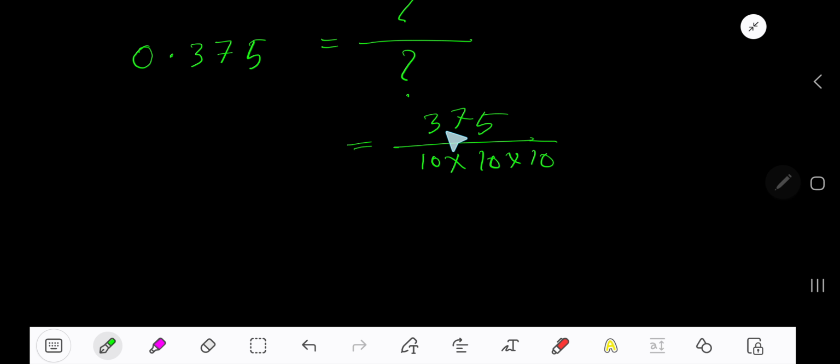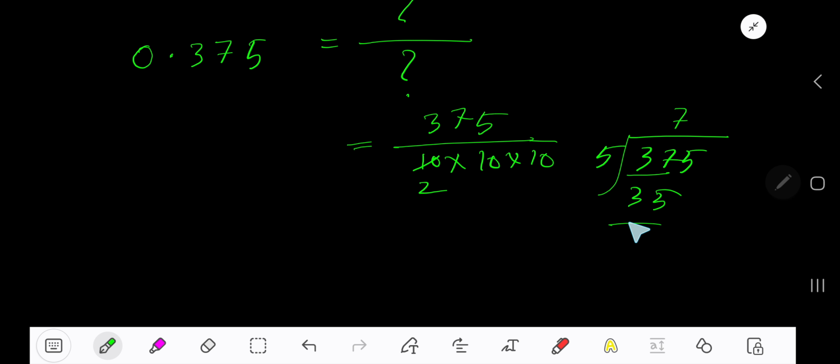The common factor of 10 and 375 is 5, because this is divisible by 5 and this is also divisible by 5. If you divide this 10 by 5, you will get 2, and if you divide this 375 by 5, what will you get? Look, the last digit is 5, so this is divisible by 5. 5 goes into 37 how many times? 7 times. 7 times 5, 35. Subtract, and bring down the next digit. 5 goes into 25 how many times? 5 times. 5 times 5, 25. Subtract, 0. Okay, so our quotient is 75.